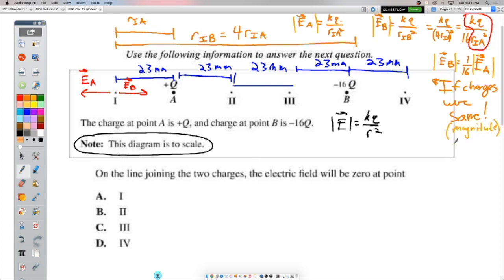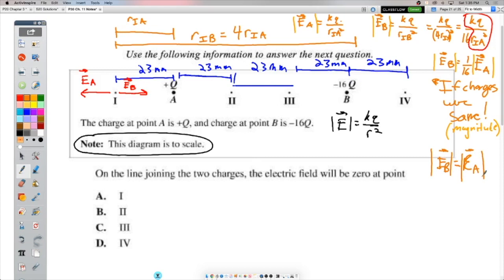Charges were the same magnitude. So let's take a look then. If only the radius was different, we would have 1/16 the electric field strength at A than we do caused by B at point 1, right? But we have 16 times the magnitude. So basically I would multiply that by 16. I would replace Q with 16QA, and lo and behold, the magnitude of the electric field at B is equal to the electric field at A.